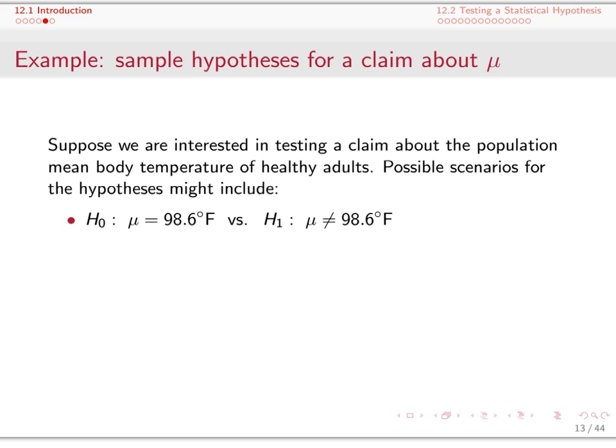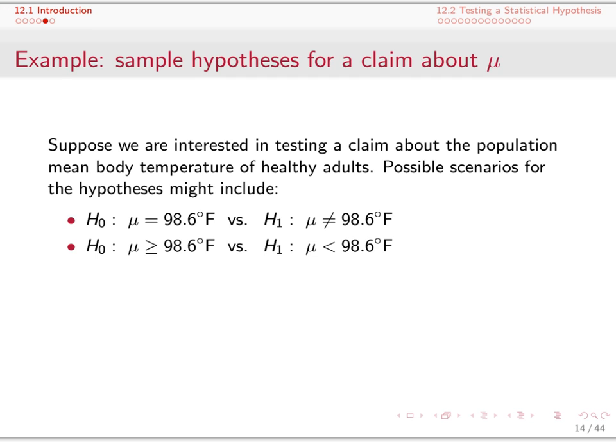In the first case, we might define our null hypothesis to be mu is equal to 98.6 degrees, because most people would argue that the average body temperature of a healthy adult is 98.6 degrees Fahrenheit. This might be in contrast with an alternative hypothesis that mu is not equal to 98.6 degrees Fahrenheit. And we might decide this is our alternative if we're just interested in showing that the mean body temperature just differs from 98.6 degrees Fahrenheit.